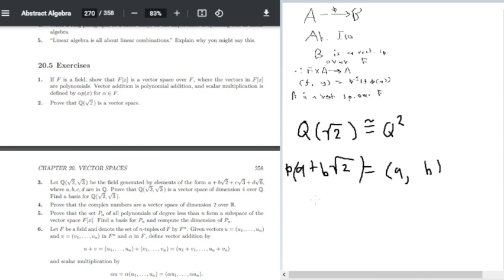And is it injective? Because if phi of A plus B square root of 2 is equal to 0, then A and B both have to be 0, so this has to be 0. It's obviously surjective. So we form a group isomorphism here.